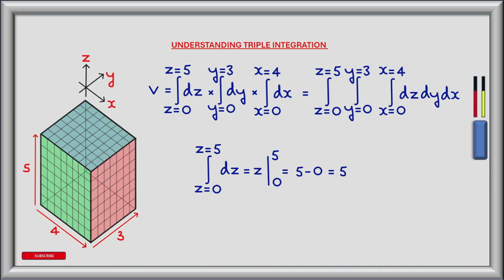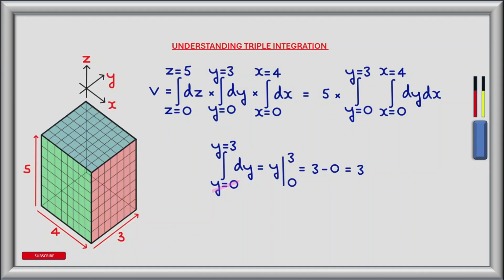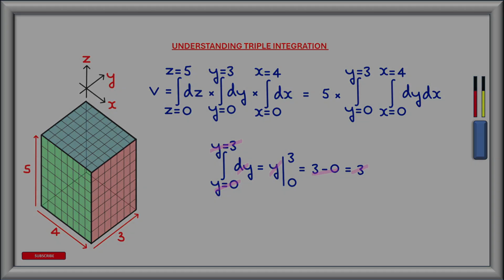Let's now evaluate these integrals and calculate the total volume. Beginning with the height component, we want to integrate between z equals 0 and z equals 5 dz. Using the power rule to evaluate this integral, we get z. Plugging in the limits of integration, we have 5 minus 0, which equals 5. For the width component, we want to integrate from y equals 0 to y equals 3 dy. Evaluating this using the power rule, we get y. Plugging in the limits of integration, we get 3 minus 0, which equals 3.